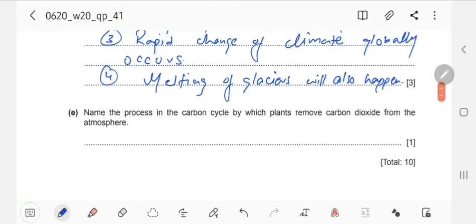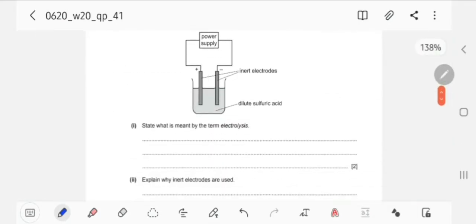Okay, part E states, name the process in the carbon cycle by which plants remove carbon dioxide. Well, it's photosynthesis, through which carbon dioxide is removed from the atmosphere by the plants, and they use it to make their glucose.